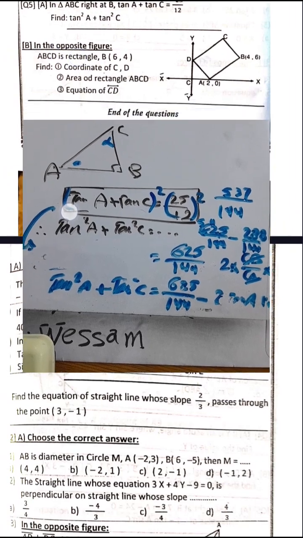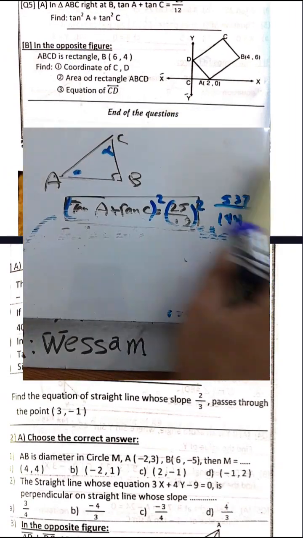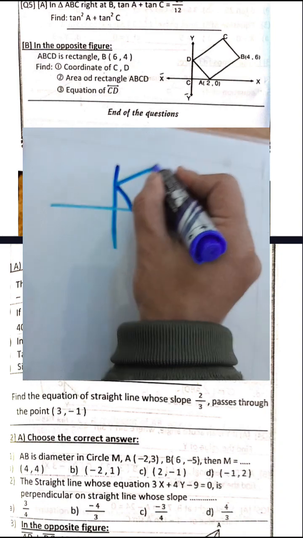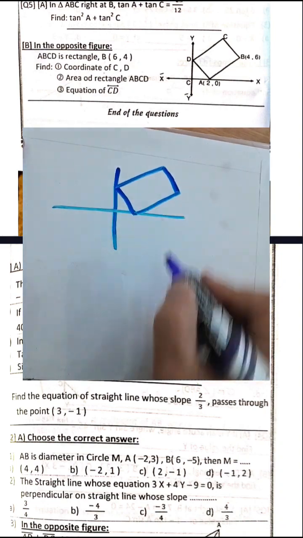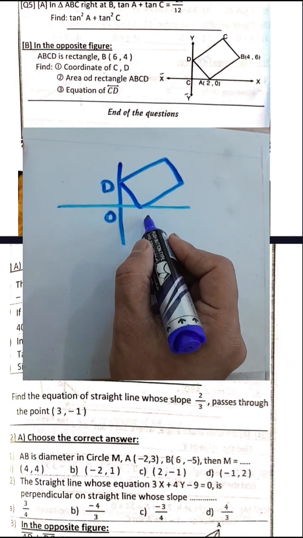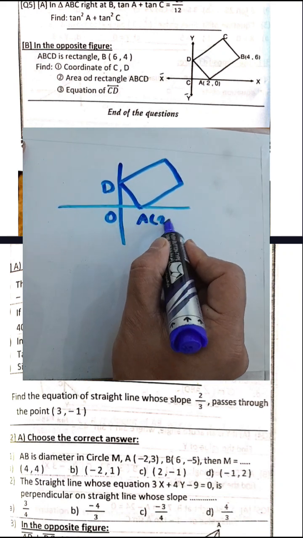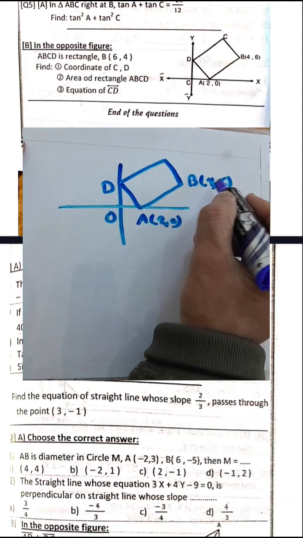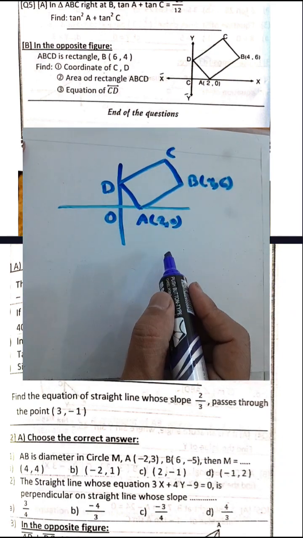Next question, find the equation of CD. We have here a rectangle. Each of the sides are equal lengths. Here we have D and O, and A is 2 and 0, and B is 4 and 6, and this point C. We want to find the coordinates of C and D in the first step.